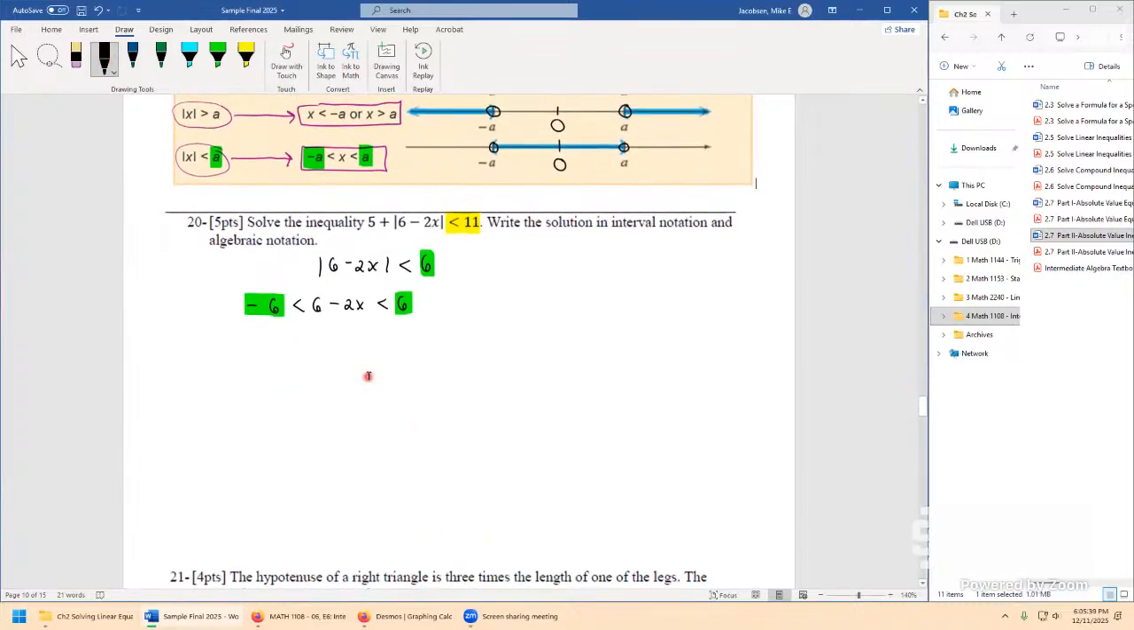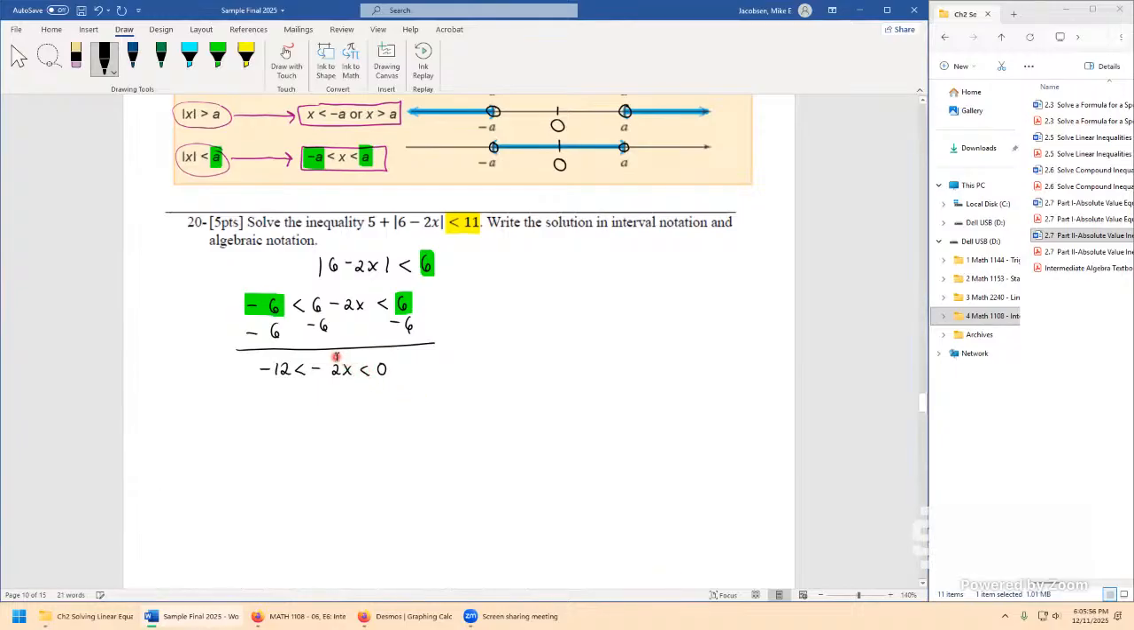Now we're just going to solve this as we see it. The steps we would take is to subtract 6 from all three sides. That gives us -12 less than -2x less than 0. The next step is to divide by -2, which means we need to be cautious. This is going to change the directionality of the inequality signs. So if we take this side, divide by -2, the middle, divide by -2, and the far right side, divide by -2, the change is this inequality is now a greater than, and same for the one over here. So everything's flipped around.